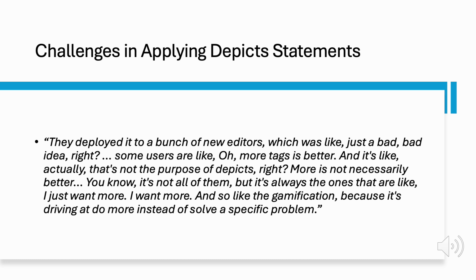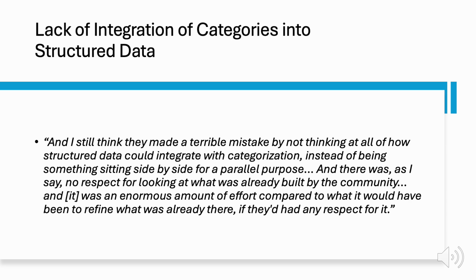To address this, participants suggested that the Foundation co-develop clear, practical guidelines with the Commons community on how to apply depict statements in different situations. The fourth issue was the lack of integration between categories and structured data. While participants recognized limitations in the category system, they disagreed with the CAT tool's approach of creating a separate taxonomy.